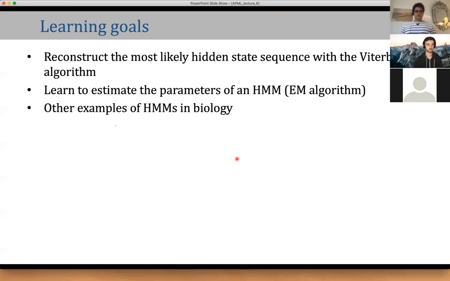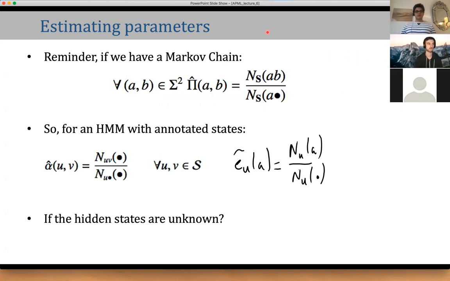So we saw how we can reconstruct the most likely hidden state sequence with a Viterbi. Now let's see how we can estimate the parameters of a hidden Markov model and a little of the EM algorithm. So you remember, if we have a Markov chain, to estimate the transition from A to B, we just count the number of times we observe A followed by B, and we normalize. That's the maximum likelihood estimator. We normalize by the number of times we observed A followed by something.